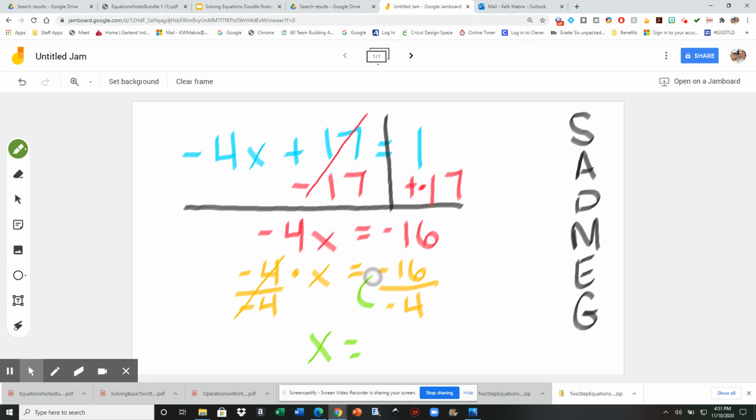And how many times does negative 4 go into a negative 16? We know that it goes 4 times. And is it going to be a positive or a negative? Let's just draw Mr. Dorito Man over here. Negative, negative equals a positive. So right here I have two negative numbers, so my answer is going to be a positive 4. And that is how you solve a two-step equation.